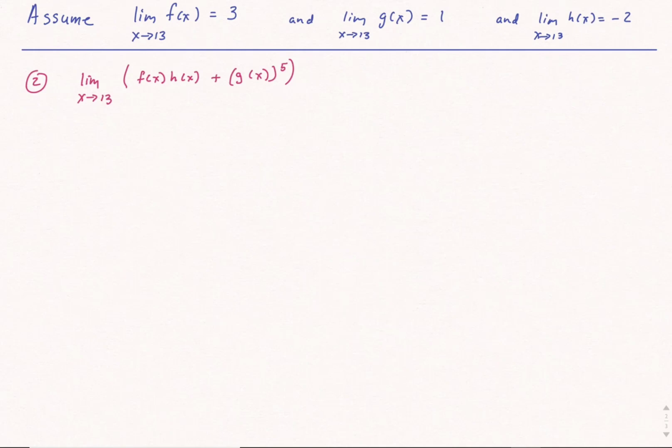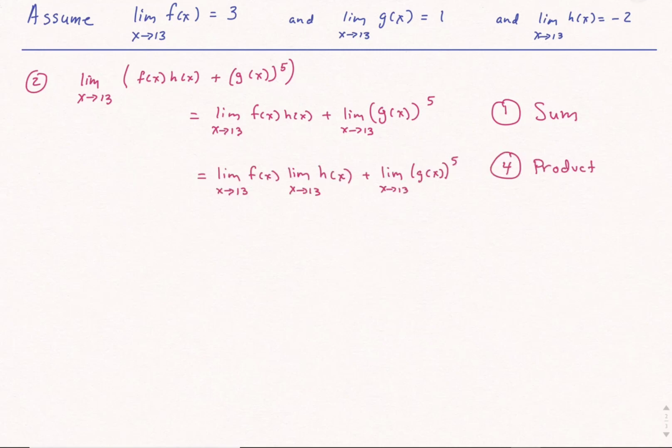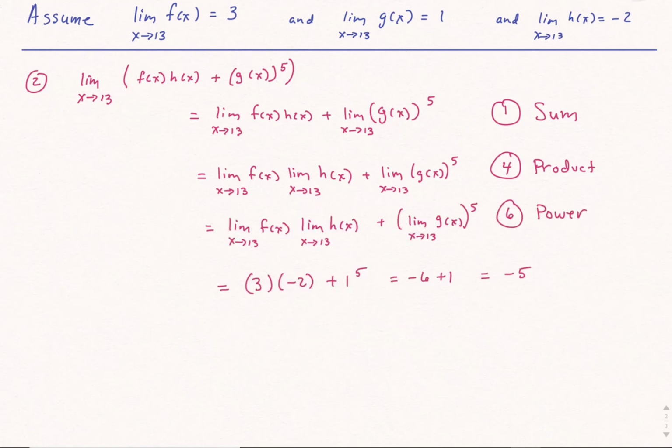Here's our next example. The first thing I'm going to do is use the sum limit law. I'm going to take care of my first term, and I'm going to use the product rule for that. And my last step will be to use the power limit law. Now I'll just plug in my known numbers, and I get that the limit is equal to -5.